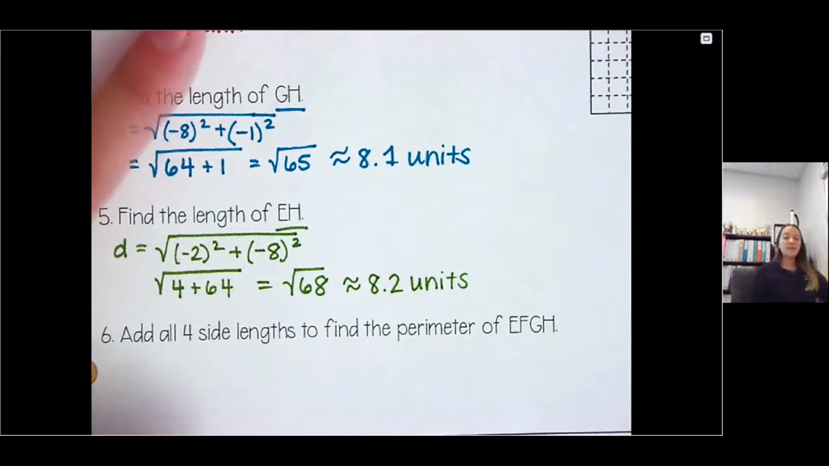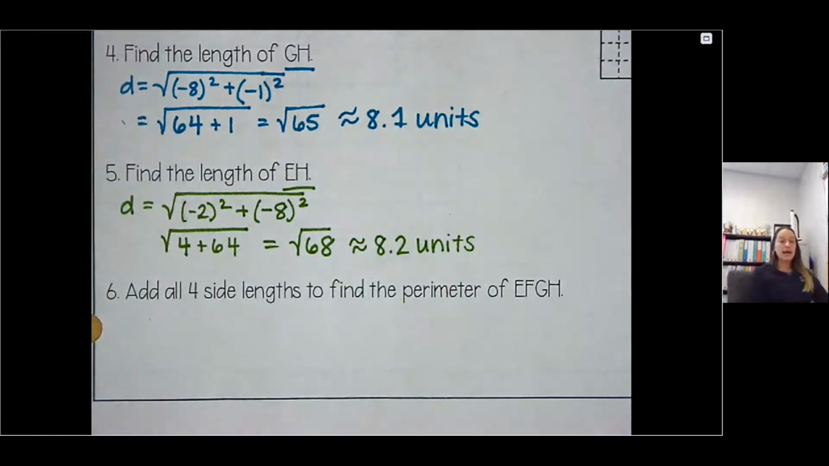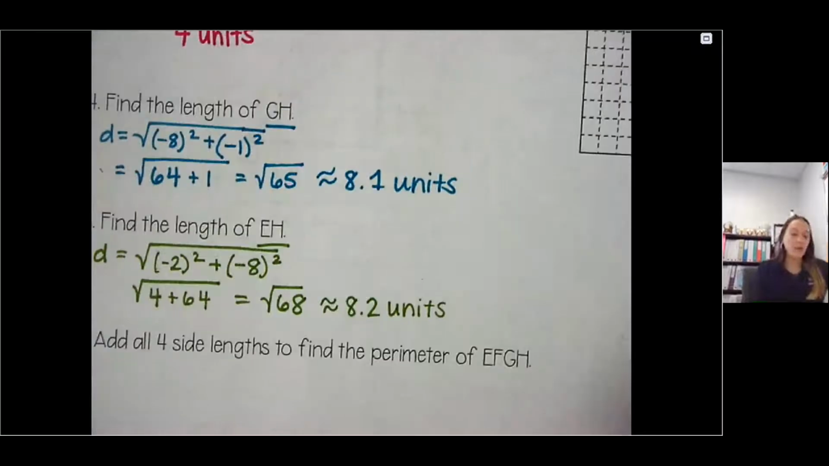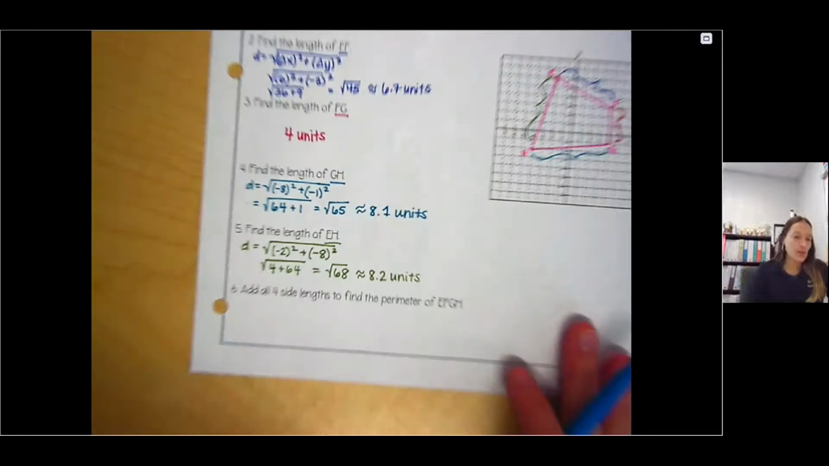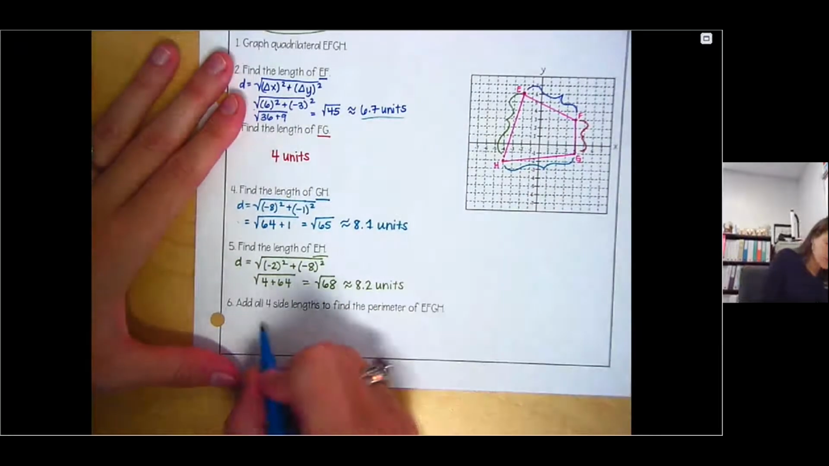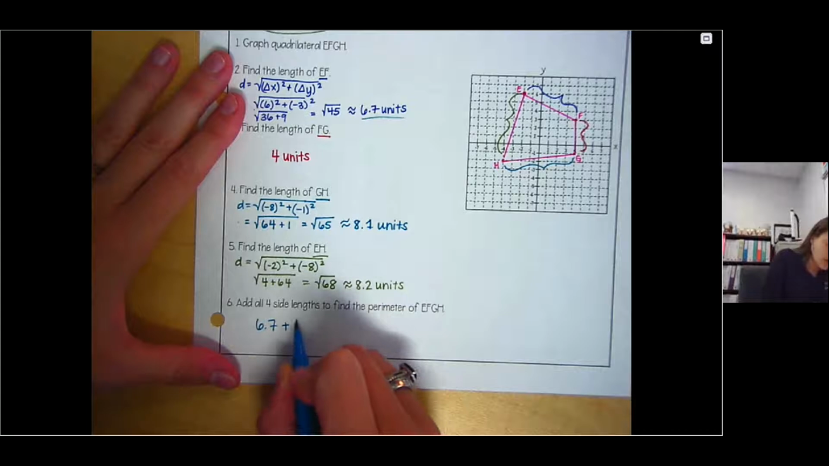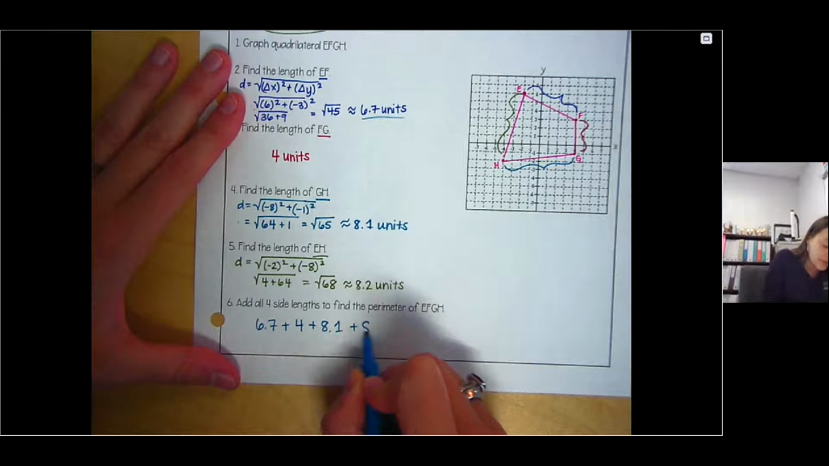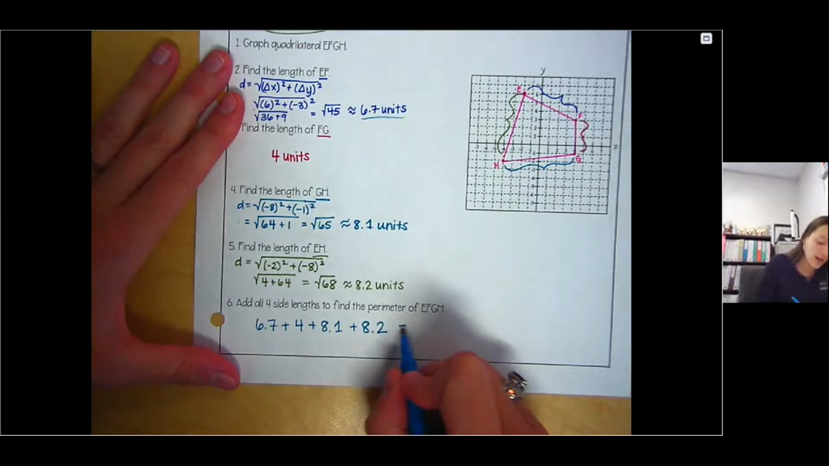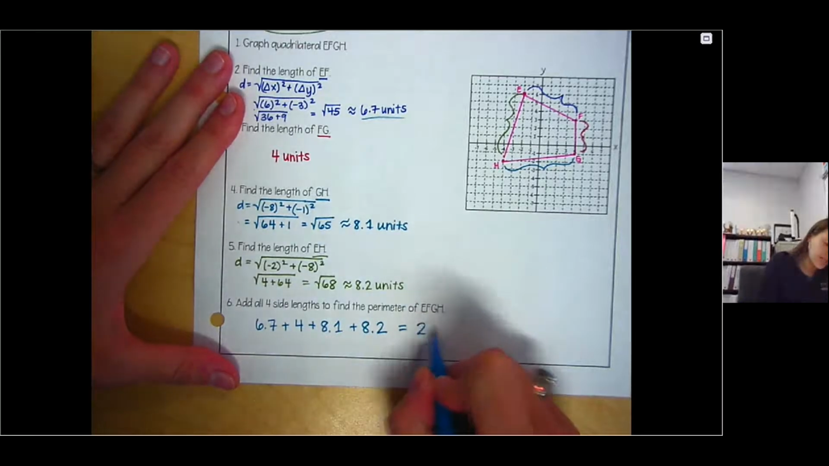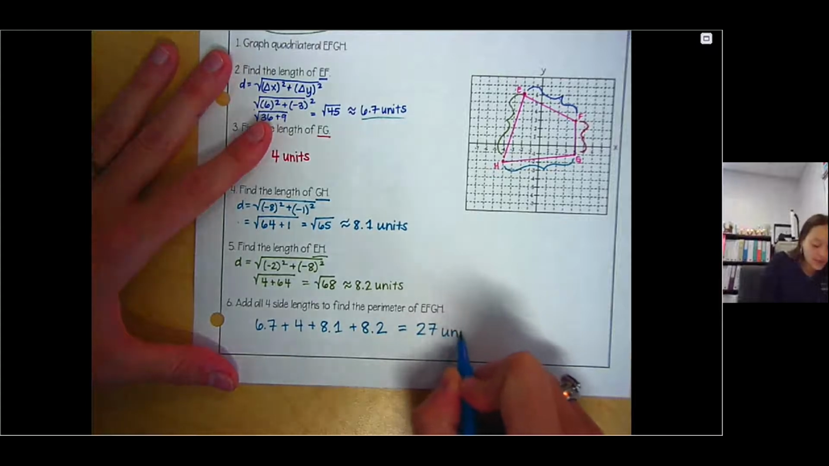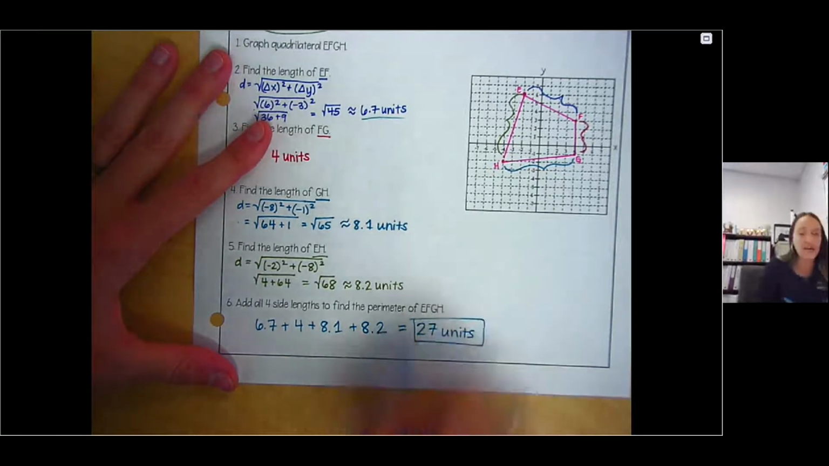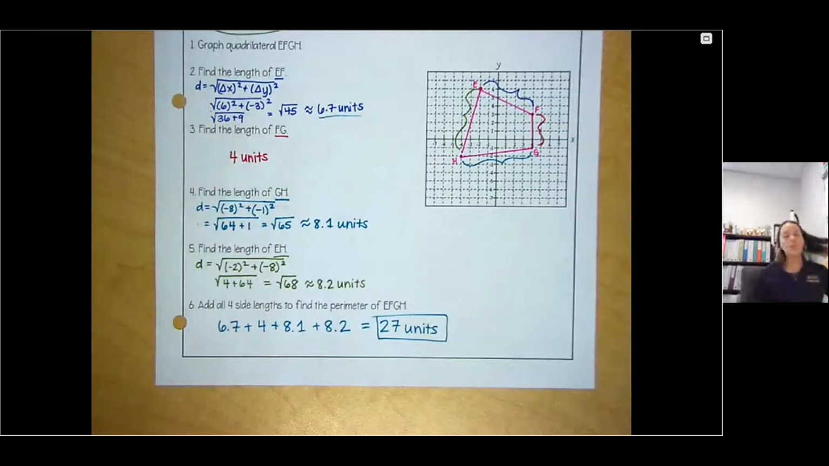Okay, now the final step to find the full perimeter is to add all 4 side lengths together to get my perimeter. So I'm going to add together 6.7 plus 4 plus 8.1 plus 8.2. And when I add that all together, I get a total of 27. And we're talking about units because we're talking about distance. So it does have to have some kind of label. I didn't give you like inches or anything, so you can just put units.